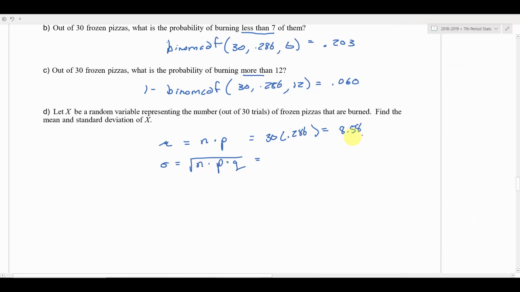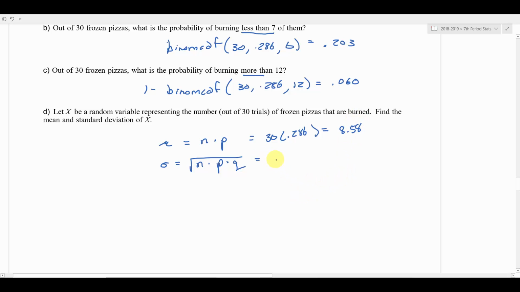So this number that we just got, that's like the expected value. So if this probability is actually correct, if we ran 30 trials, we would expect to burn about 8.5 pizzas. All right. The variation, right? So we would say 8.5 pizzas, plus or minus what? What's a typical deviation away from that 8.58?